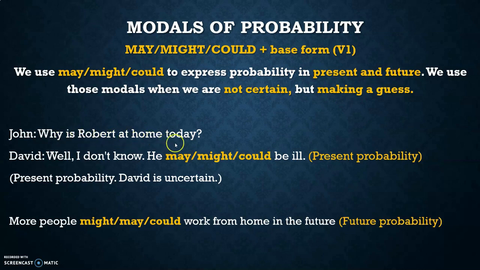Why is Robert at home today? Well, I don't know. He may, might, could be ill. In this sentence, David is making a guess about Robert, although he is uncertain. More people might, may, could work from home in the future. The second sentence also shows a guess about a future event. As you see in these sentences, we use the base form of the verb after these modals.